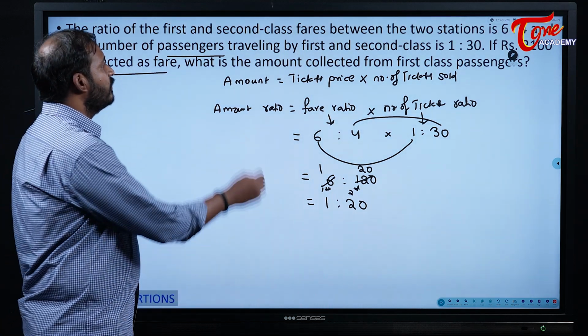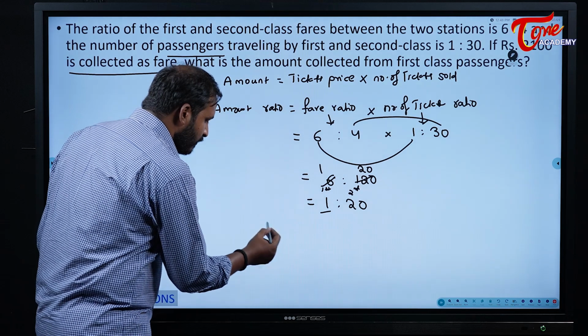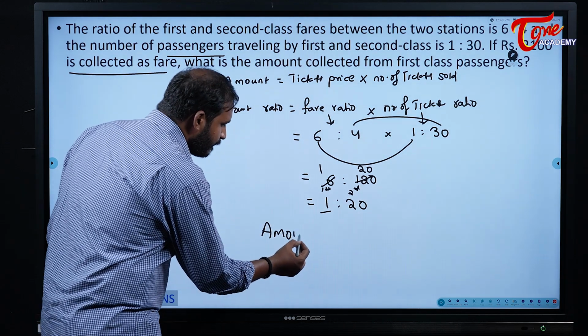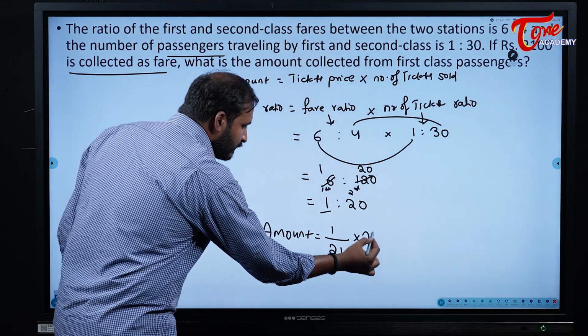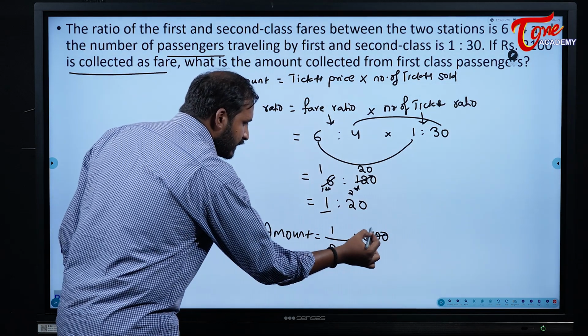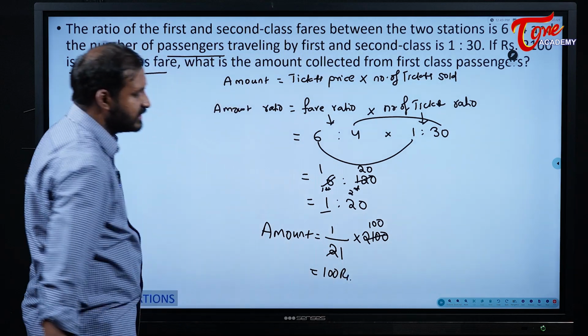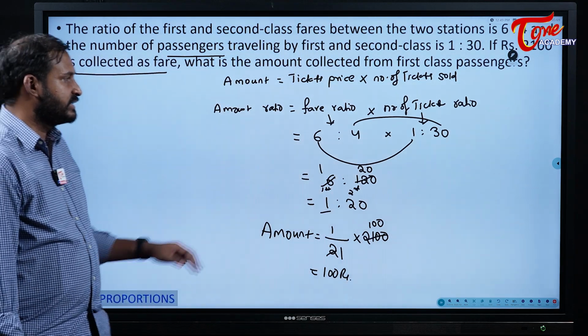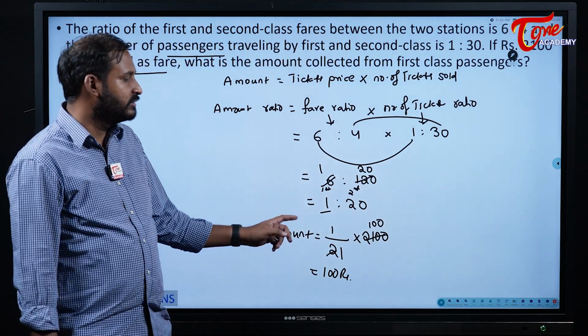Now, the amount collected from the first class passengers means how many parts? One part. So the amount is 1 part out of 21 parts into 2100. So what is the amount collected from the first class passengers? 100 rupees. Same concept but different application. Okay, understood? Next one.